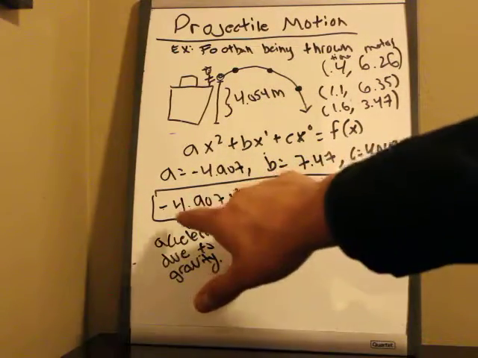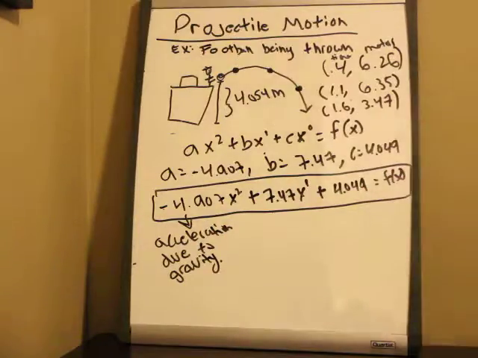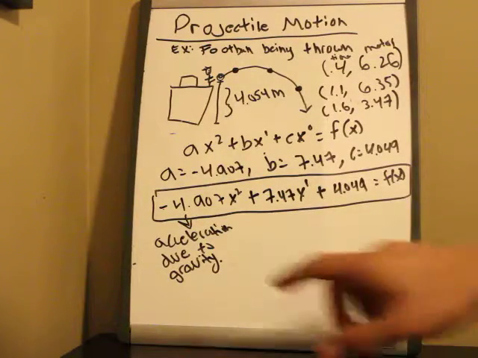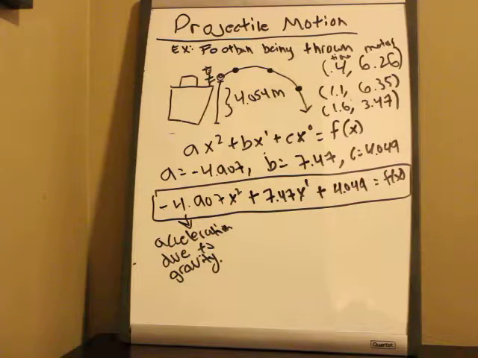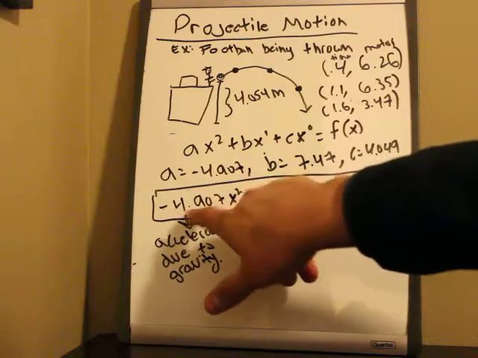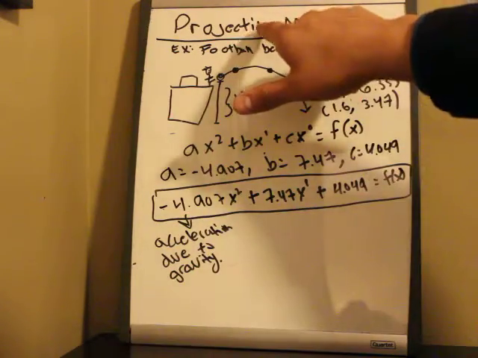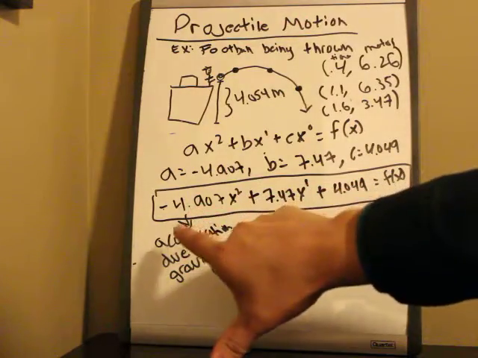So the reason why objects always fall down is because gravity pushes them down. And this is basically gravity cut in half, which is negative 4.9, approximately negative 4.9. So this A value, anytime you're dealing with projectile motion, is our acceleration due to gravity.